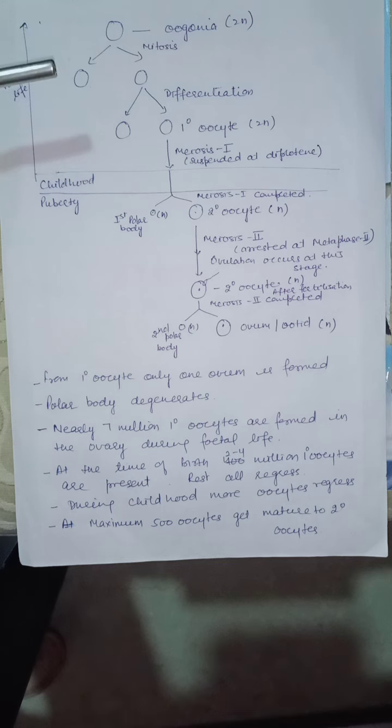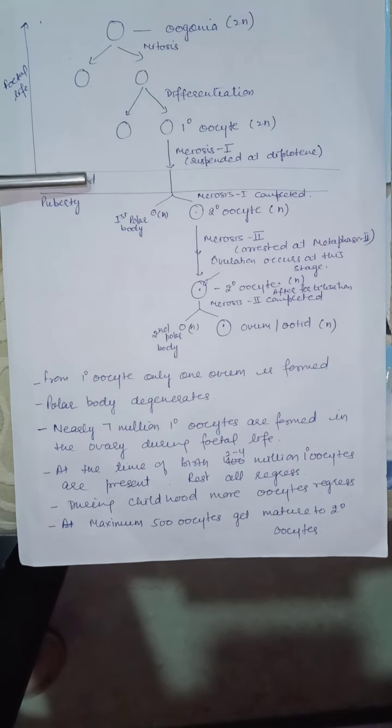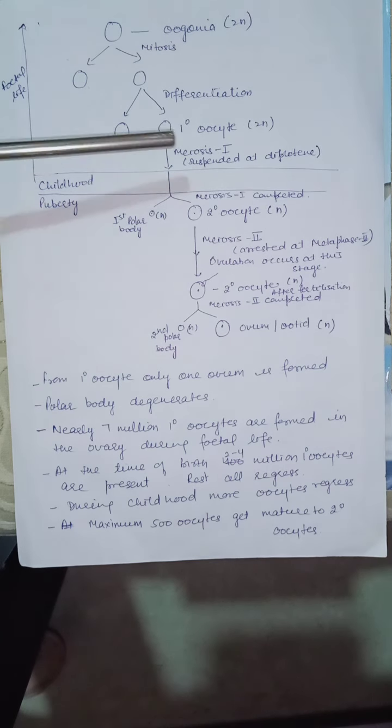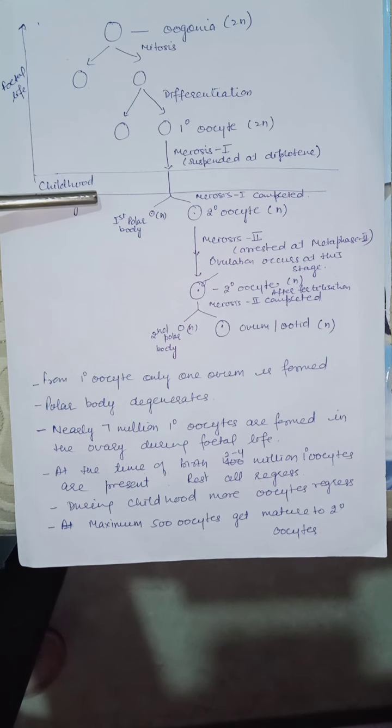Children, what I have told you is that the primary oocyte enters into meiosis 1 during fetal life itself, but this meiosis 1 is not completed. It is arrested at diplotene phase of prophase 1. This meiosis 1 remains arrested till puberty. The process from oogonia to arrested meiosis 1 occurs in fetal life. During childhood, this meiosis 1 remains arrested, but when the puberty age is reached, this meiosis 1 is completed.